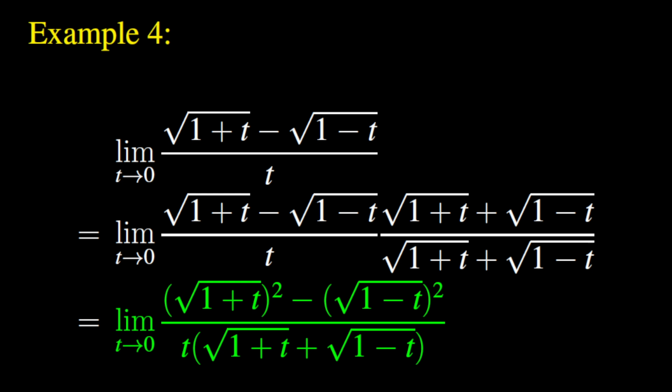As we expand the square root of 1 plus t, minus the square root of 1 minus t, times its conjugate, the square root of 1 plus t, plus the square root of 1 minus t, we see that we have a difference of 2 squares. In fact, on the numerator, we have the square root of 1 plus t to the power 2, minus the square root of 1 minus t to the power 2, and on the denominator, we have t times the quantity the square root of 1 plus t, plus the square root of 1 minus t.